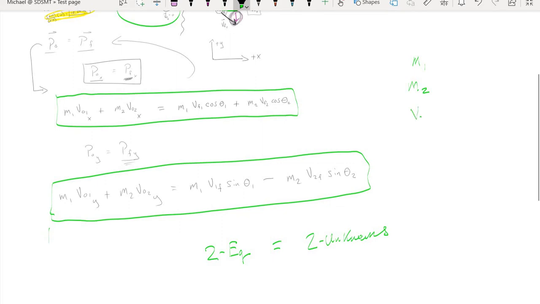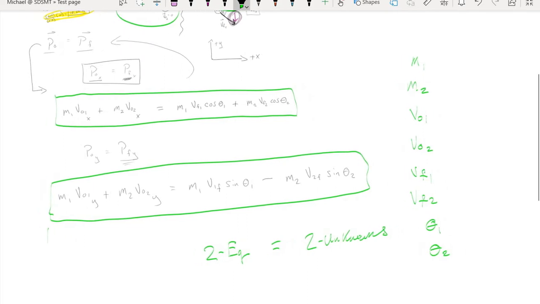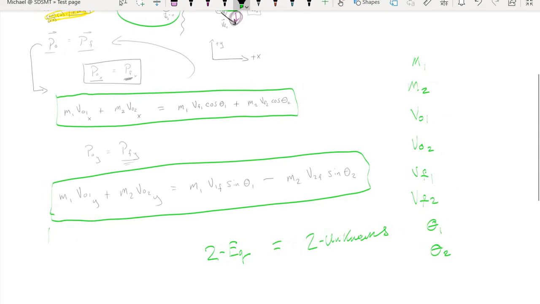We have the values of the initial velocities, which are unknown. We have the values of the final velocities, which are unknown. And we have the angle relationships that are unknown. We have 8 unknown quantities within these two equations here. The only way that we would be able to solve them is if we had 6 of these pieces of information.